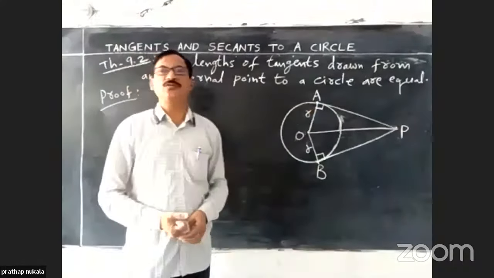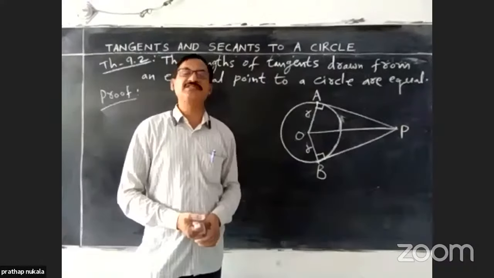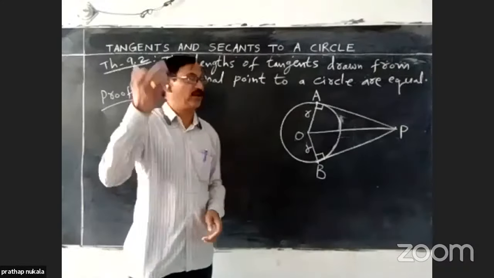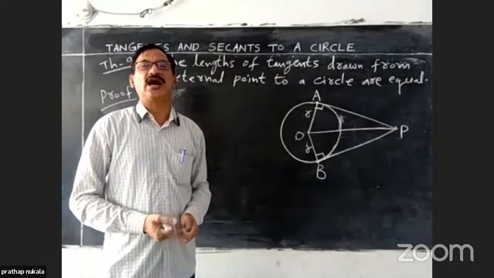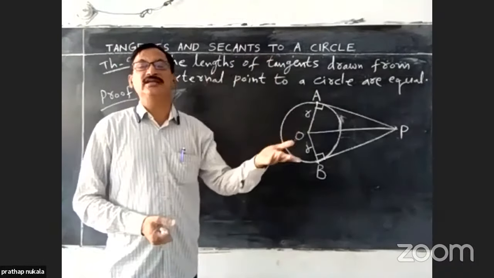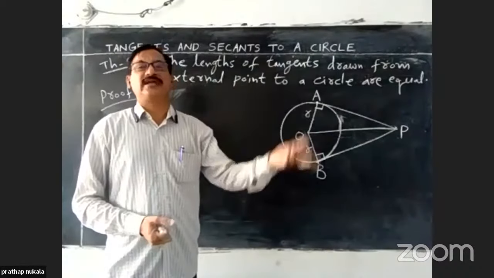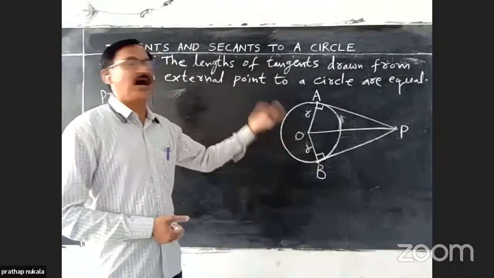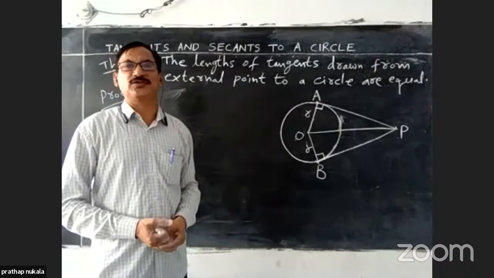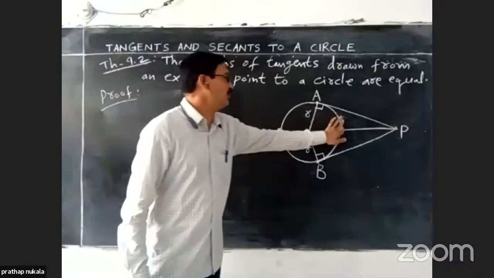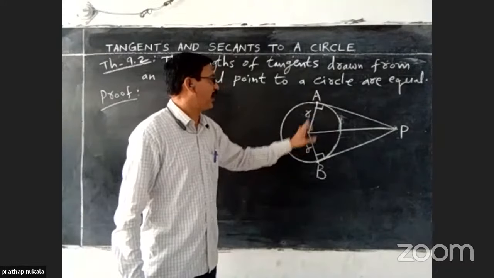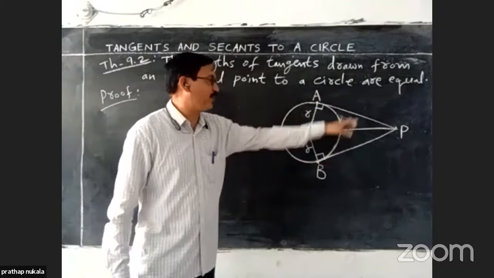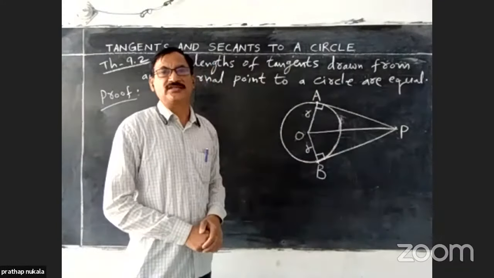When we say two right angle triangles are congruent, by which congruence rule? Right, you are right. By the RHS congruence rule. We are using RHS: right angle, hypotenuse, and side. That is the RHS property or congruence rule. By using that rule, we are going to prove triangle OAP and triangle OBP are congruent.